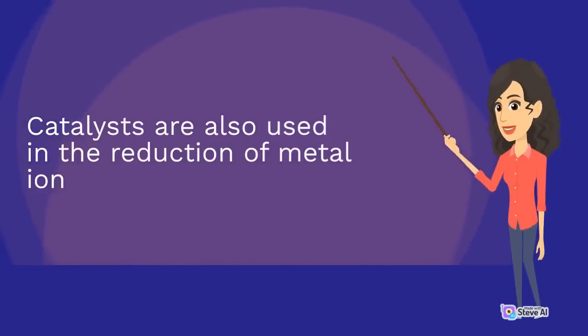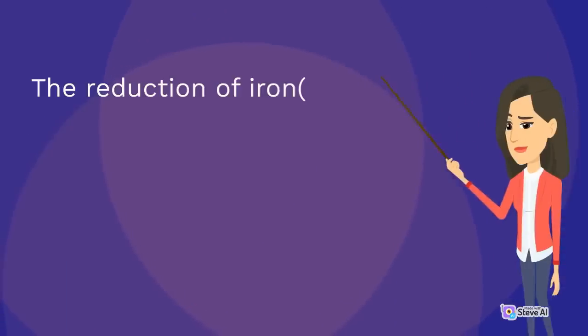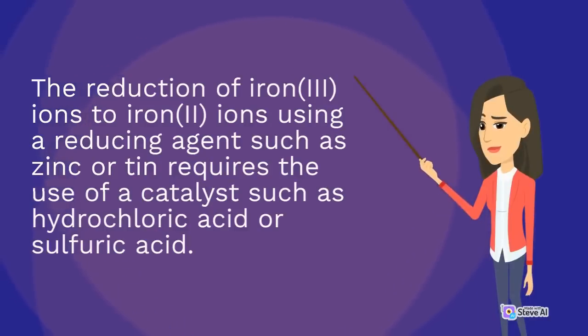Catalysts are also used in the reduction of metal ions to their corresponding metals. The reduction of iron(III) ions to iron(II) ions using a reducing agent such as zinc or tin requires the use of a catalyst such as hydrochloric acid or sulfuric acid.